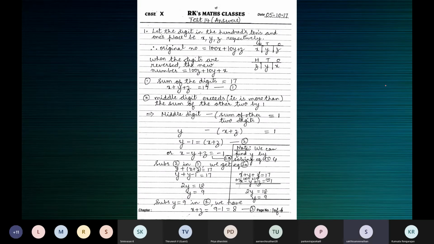Ma'am, I did it in another way. Different equations, is it? Yes, ma'am. I have put x plus z plus 1 is equal to y. Then I substituted it with x plus z, y plus z, and I got 2x plus 2z plus 1 is equal to 17. Then I got x plus z is equal to 8. No, I can't make out much when you read it, but it is possible to do it in different ways. Good.